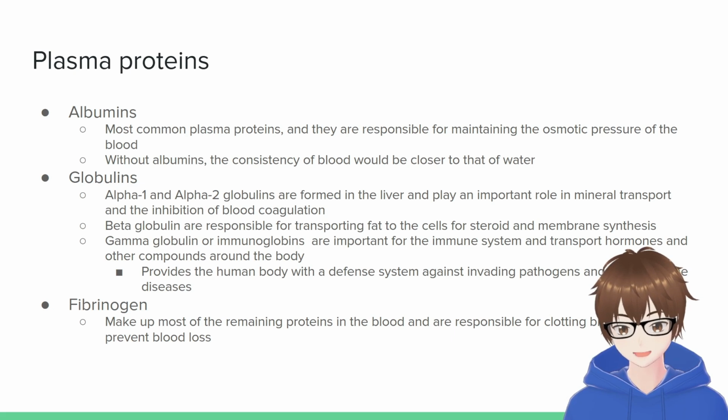Then there are gamma globulins, or immunoglobulins. They can be used interchangeably. They are important for the immune system and transport hormones and other compounds around the body. Then it provides the human body with the defense against invading pathogens and other immune diseases.